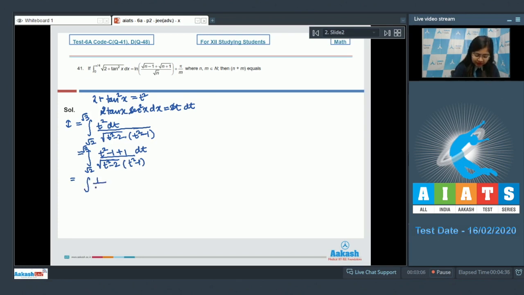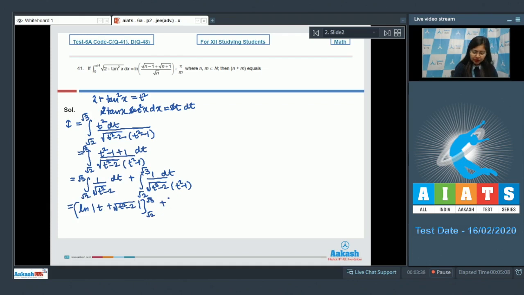So it is the integration of 1 by square root of t square minus 2 dt from root 2 to root 3, plus the integral of 1 divided by square root of t square minus 2 into t into t square minus 1 dt from root 2 to root 3. Now the first integral is quite simple. We know the direct formula. It is ln of mod t plus square root of t square minus 2, with limits from root 2 to root 3, plus. Now to find the second integral, let's put t equal to 1 by z.